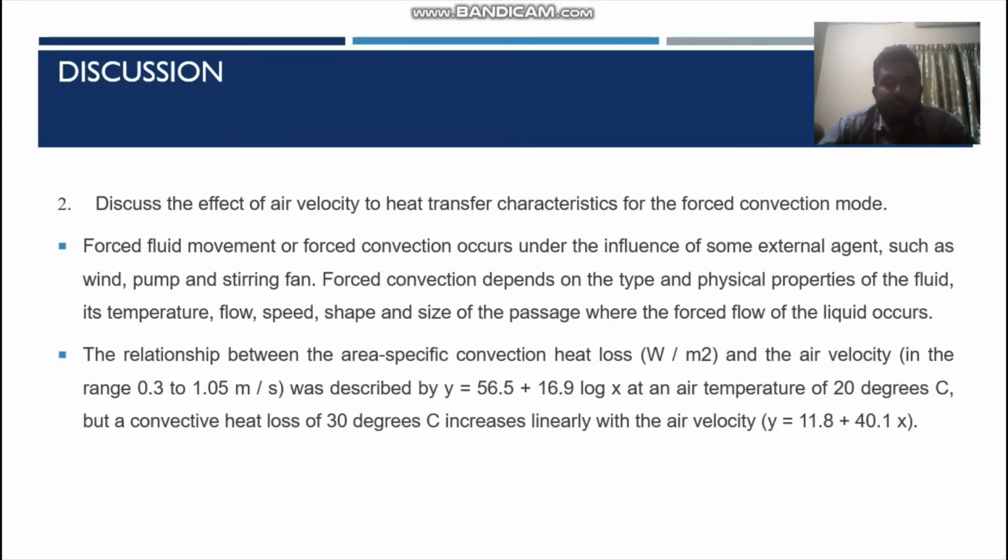The relationship between the area-specific convection heat loss (W/m²) and the air velocity in the range of 0.3 to 1.05 meter per second was described by y equals 56.5 plus 16.9 log x at an air temperature of 20 degrees Celsius. For the convective heat loss at 30 degrees Celsius, it is linear with air velocity: y equals 11.8 plus 40.1x.